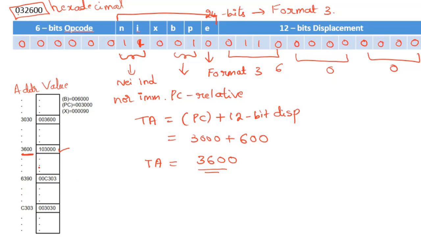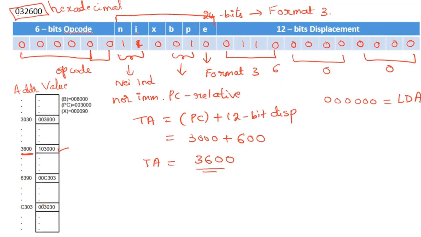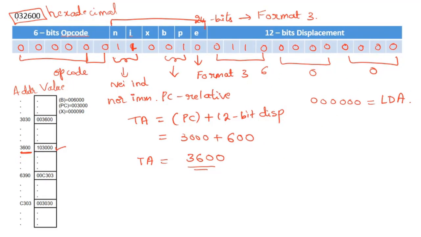So what operation are we trying to perform? The first 6 bits here represent the opcode. So what is the opcode? All zeros. 000 000 is the opcode for LDA. LDA means load accumulator. With what? With data found at address. What is the address?